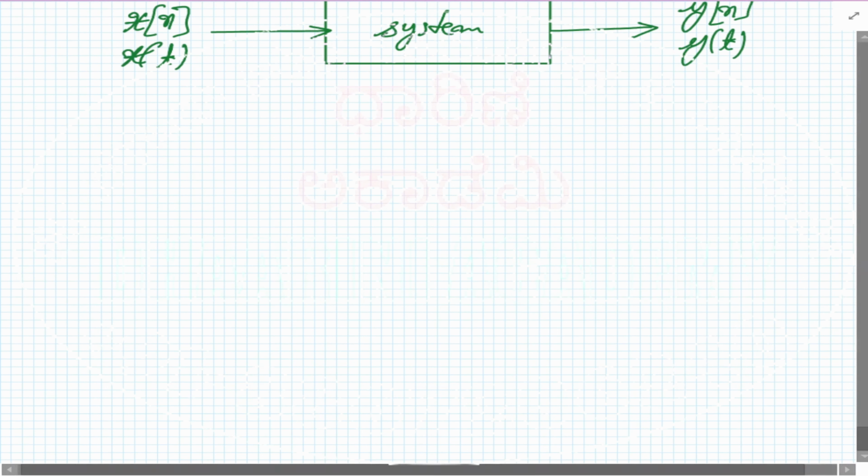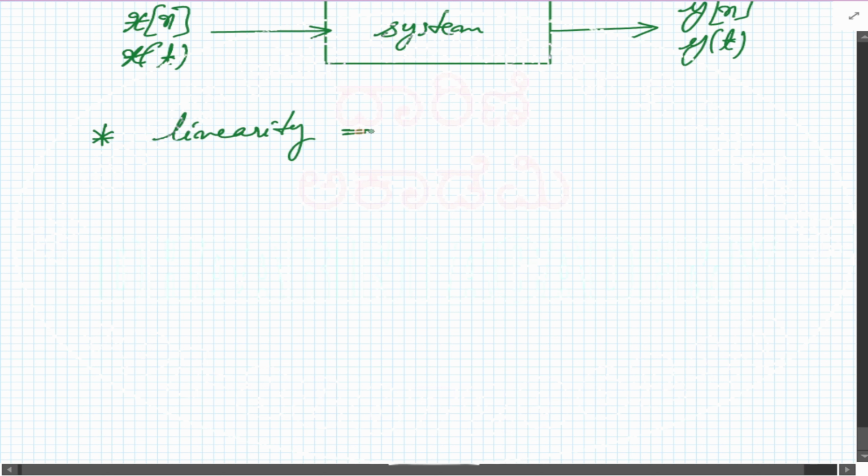Now the concept of convolution arises because of two properties of such systems. We'll see why exactly the convolution is written in the equation format, which says the summation of x of k h of n minus k. But before that there are two properties. The first property is called linearity.